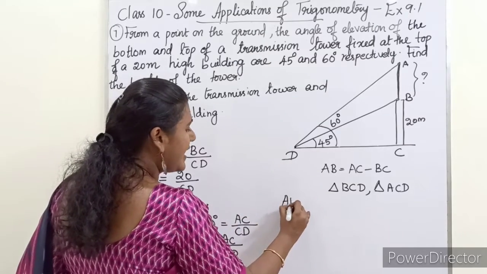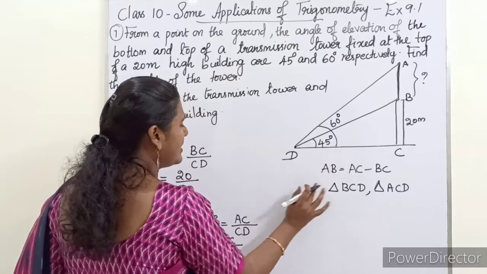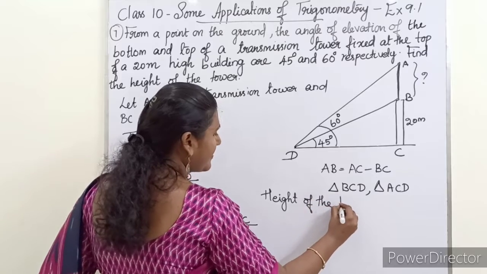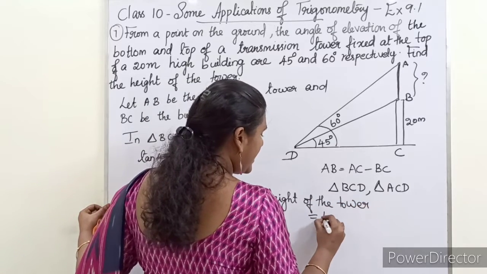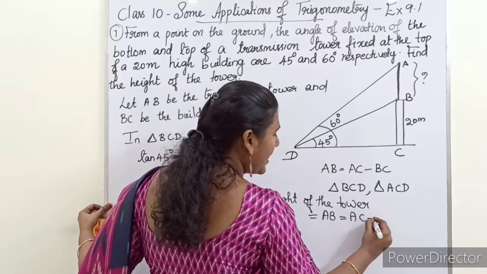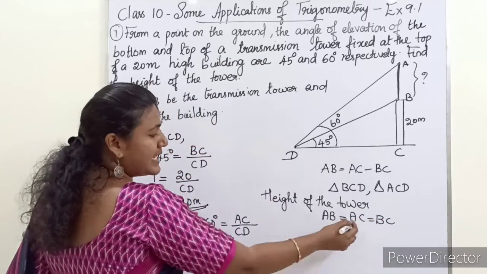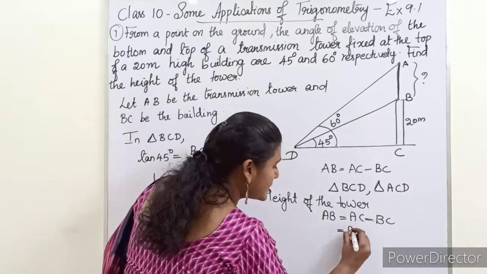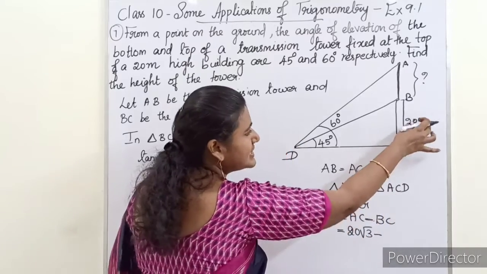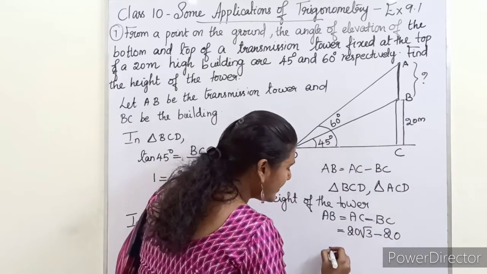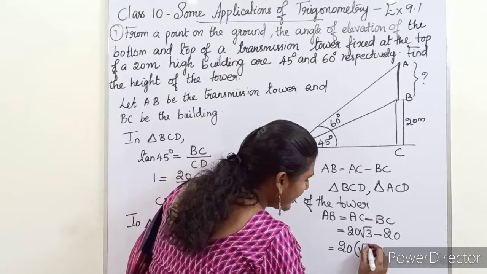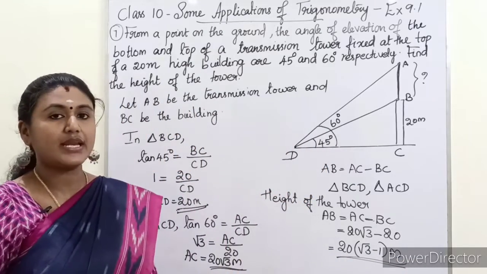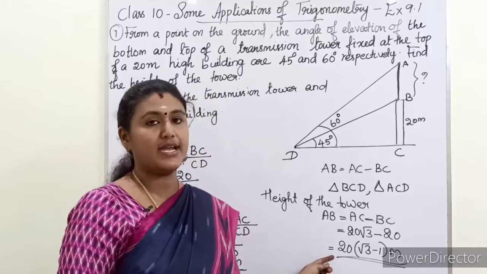So we got the AC value. Now we have to find AB. The height of the tower is equal to AB. AB is equal to AC minus BC. What is the value of AC? 20 root 3. So 20 root 3 minus BC, which is 20. Okay. So from these two we can take 20 outside. So you will get root 3 minus 1. So this is the answer: 20 into root 3 minus 1 meters. So this is the height of the tower.